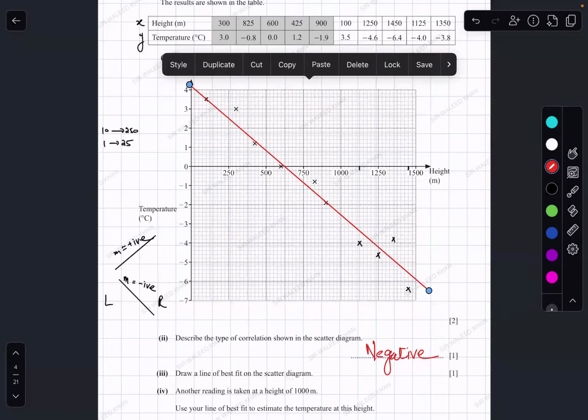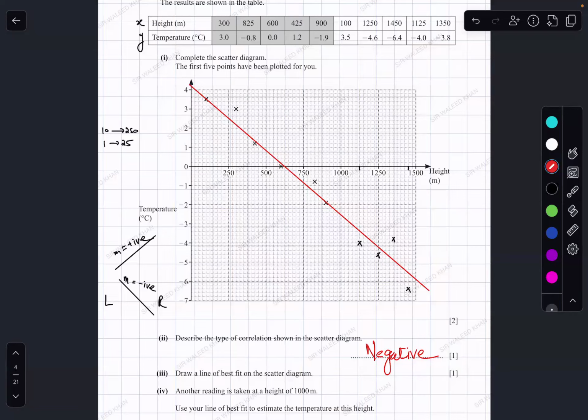So if you can see, in the middle, it is touching 4 points, and there are 3 points above this line and 3 points below the line. Okay, so for me, this is the best fit line.